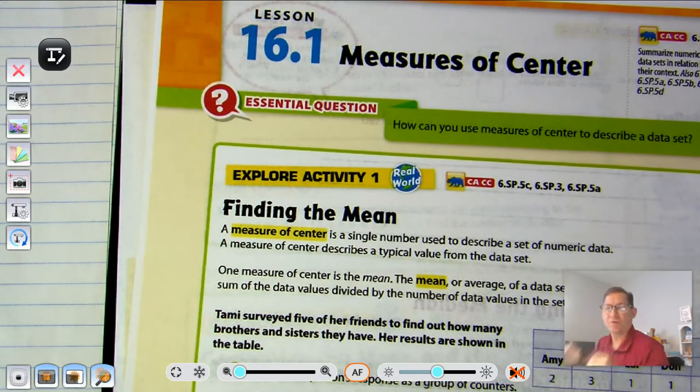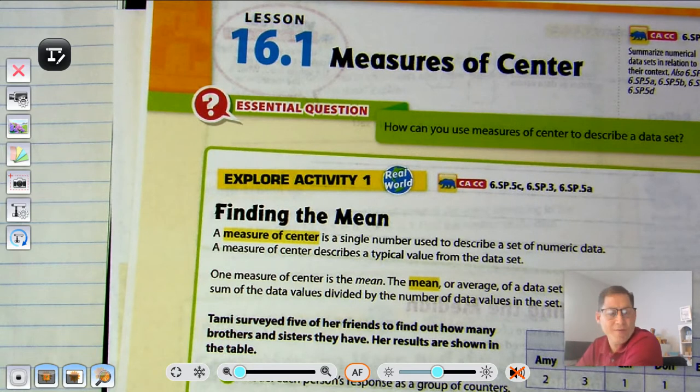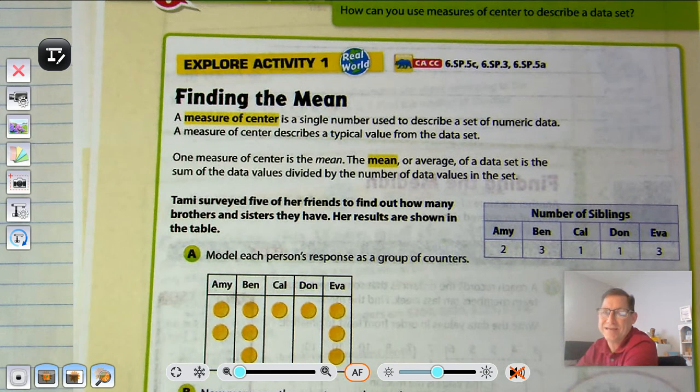Hello, everybody. So we're going to start the final module of the sixth grade Go Math textbook. And in this unit, we're going to be looking at the concept of statistics and data sets. And our first lesson is covering the concept of measures of center and how that describes a data set. So let's look at this first activity, finding the mean.